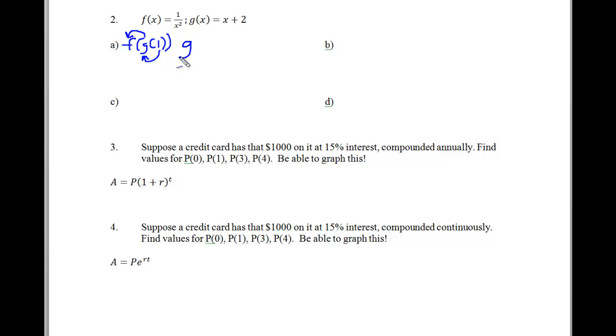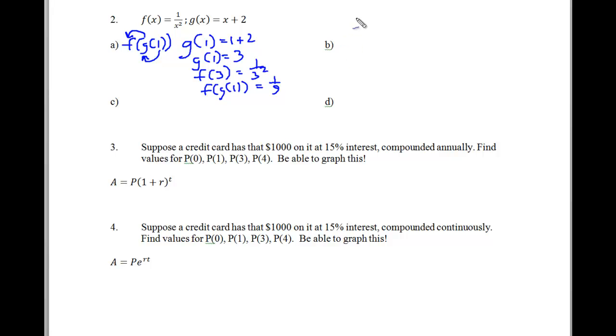It's going to start with my g of 1, so that's going to be 1 plus 2, and that's going to be equal to 3. So my g of 1 is equal to 3, and then we plug that into my f, so f of 3 is 1 over 3 squared. So my answer of f of g of 1 is going to be 1/9.